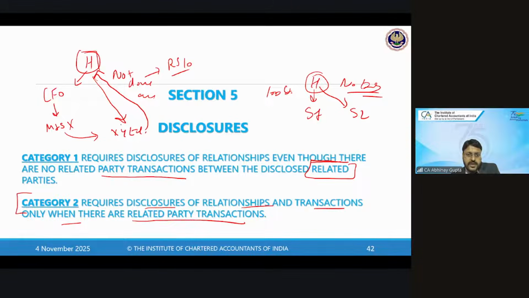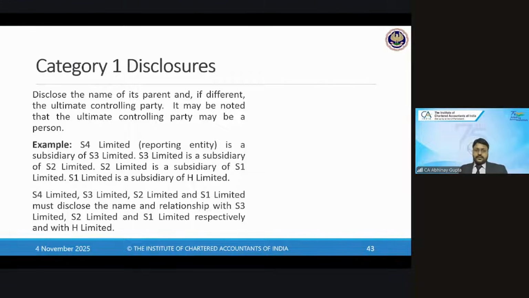Because if there is no transaction with XY Limited, H Limited wouldn't have been disclosing the name of XY Limited as a related party, because there is no transaction. But because there is a transaction, this disclosure gets triggered under category 2, correct? Correct, sir. Okay, let's do this one. Disclose the name of its parent and, if different, the ultimate controlling party. It may be noted that the ultimate controlling party may be a person.